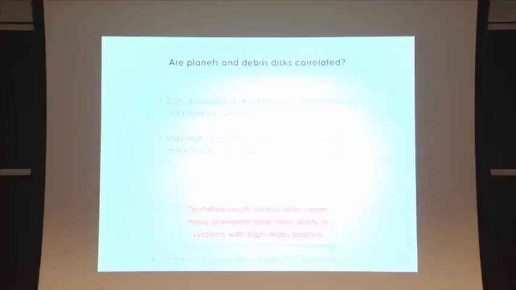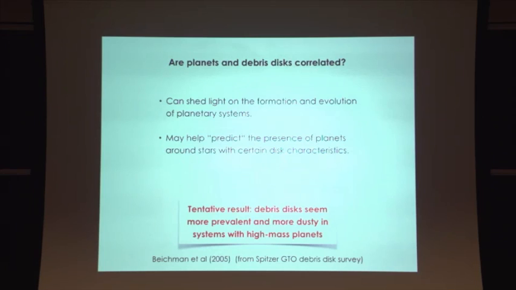So going back to Scott's question, are debris disks and planets correlated? Why are we interested in this? Because this can shed light on the formation and evolution of planetary systems, and it may help predict the presence of planets around stars with certain characteristics. So when the Spitzer observations came out, the GTO team did a very quick analysis of their data, and they got a tentative result that debris disks are more prevalent, more dusty, in systems with high mass planets.